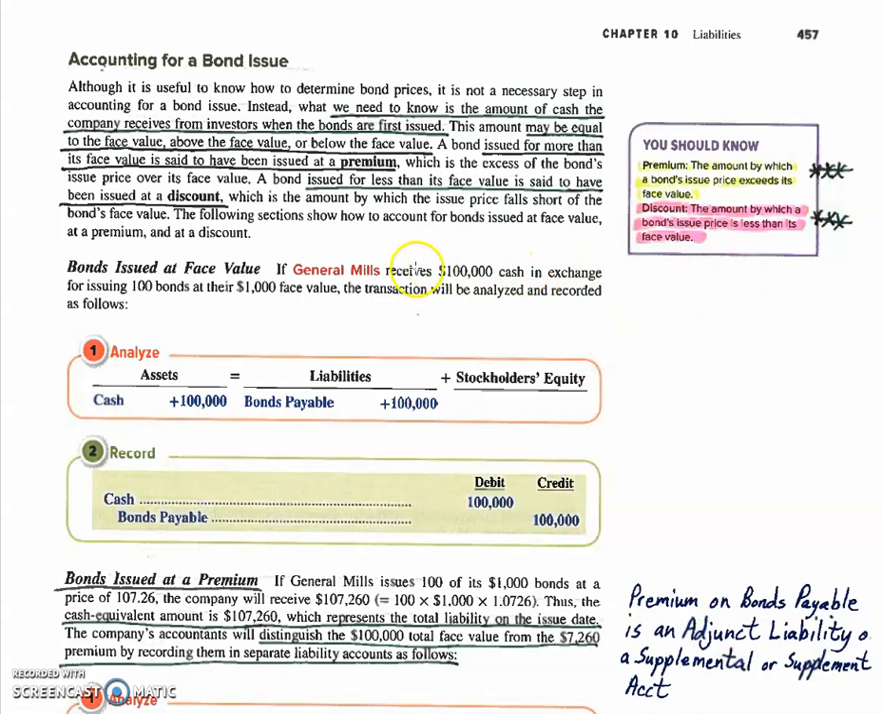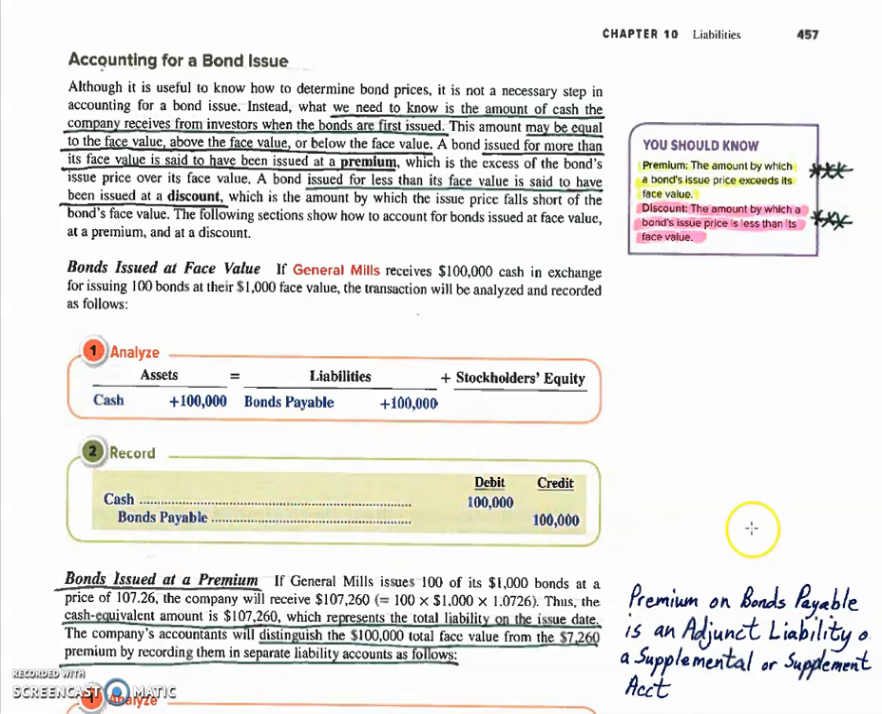So, how do we record bonds when they're sold or issued? Well, if they're issued at face value, it's really simple. We have $100,000 of bonds. We sell them at face value. So $1,000 each for the 100 bonds, that's $100,000. We debit cash because we receive cash. We increase cash. Debit cash, credit bonds payable, which is a liability, increasing the liability.